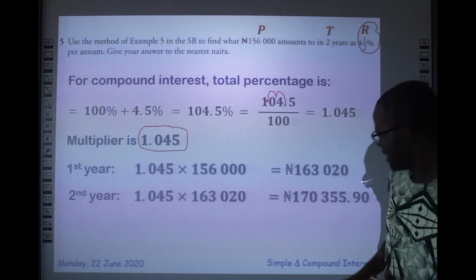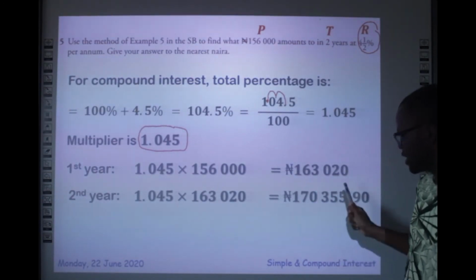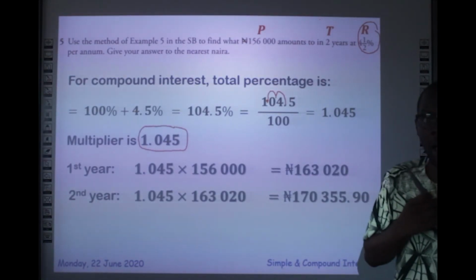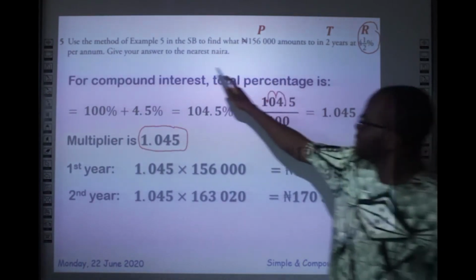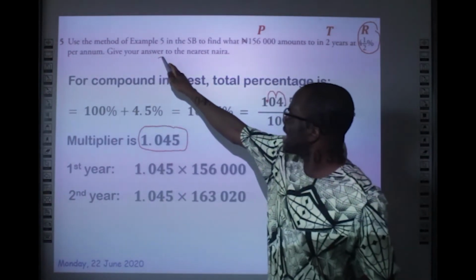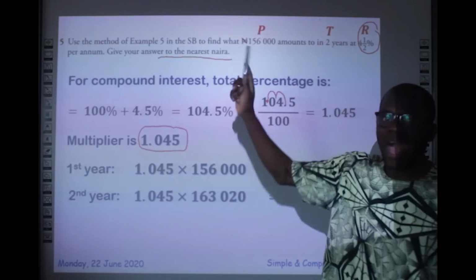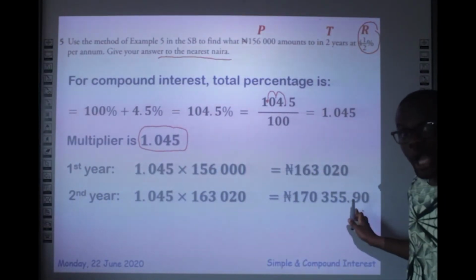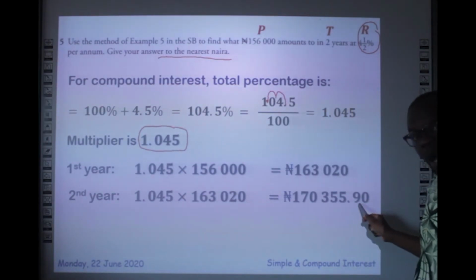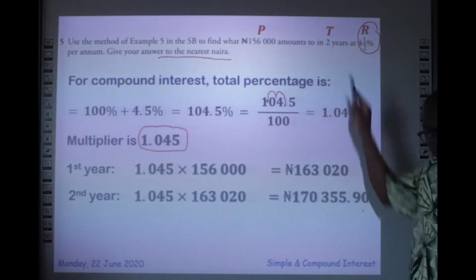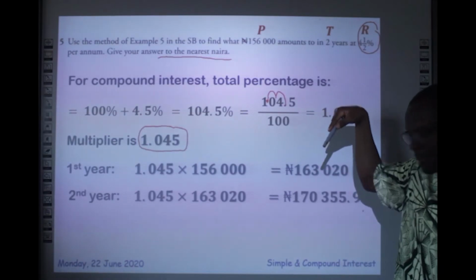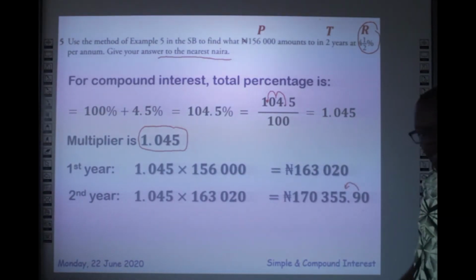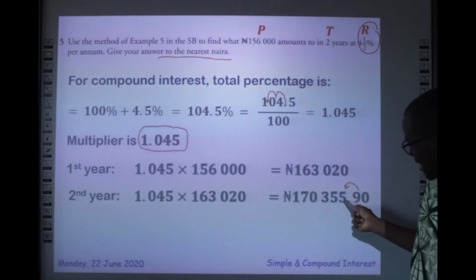When you do that, at the end of the second year, what do you have? This is what you have: 170,355 naira, 90 kobo. But now, remember, the question says, give your answer to the nearest naira. This, of course, has got 90 kobo. The 90 kobo, when rounded up to the nearest naira, gives 1 naira. So that 1 naira will be added to that.